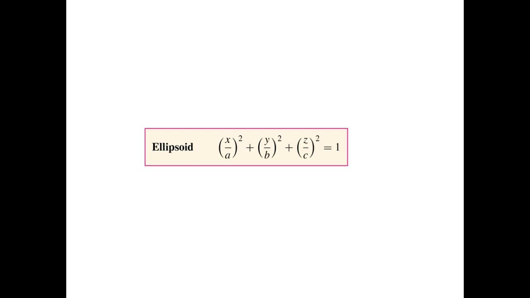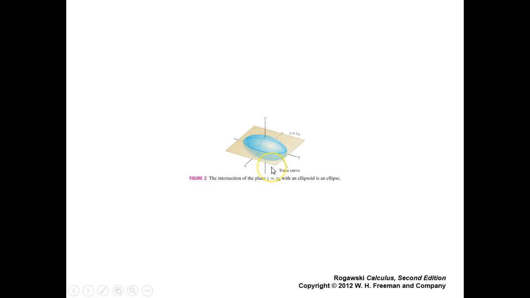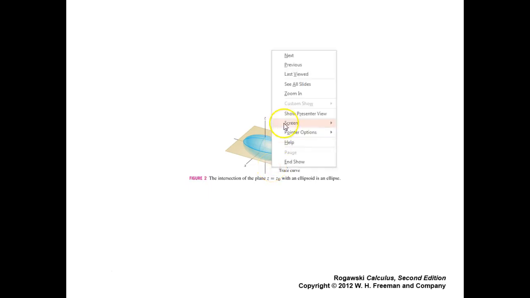All right. Surfaces are often represented graphically by a mesh of curves called traces, obtained by intersecting the surface with planes parallel to one of the coordinate planes. Okay, that's what I was talking about before. In fact, this next picture may show it a little bit better.